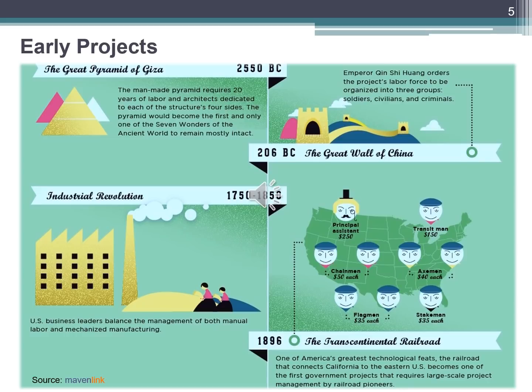The other example is the Transcontinental Railroad, one of America's greatest technological feats. The railroad that connects California to the eastern US becomes one of the first government projects that require large-scale project management by railroad pioneers.